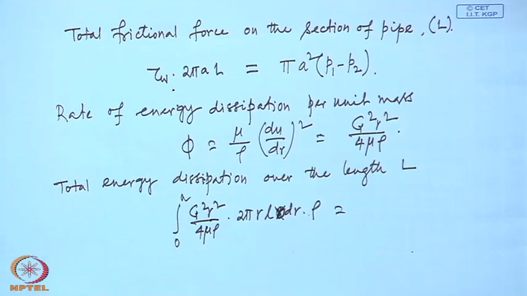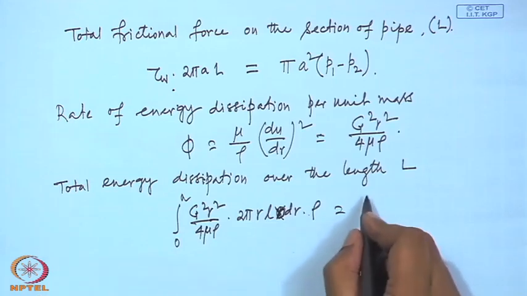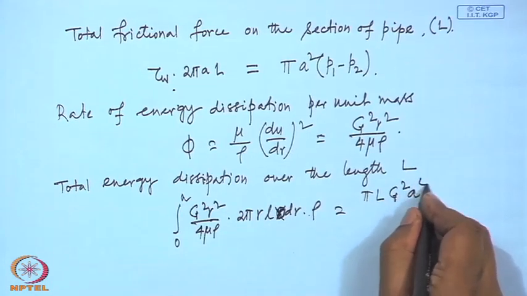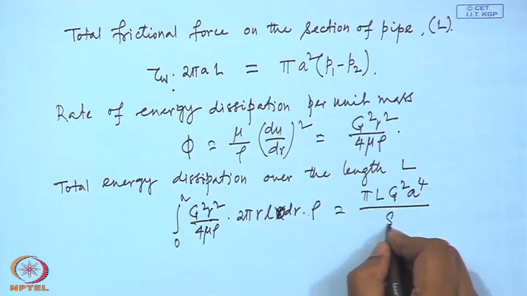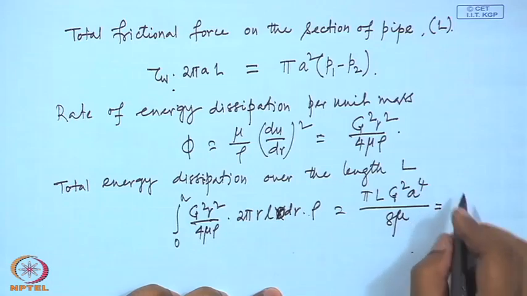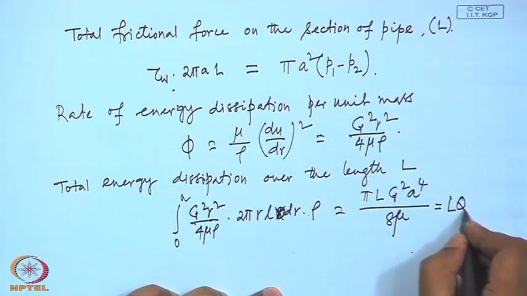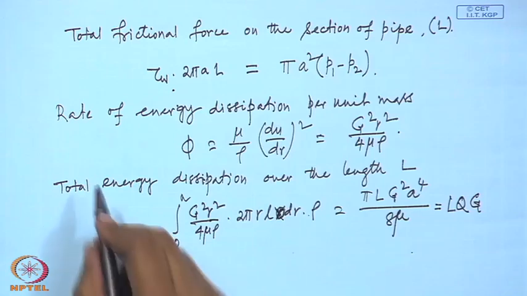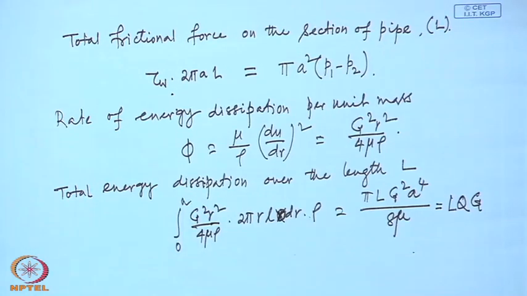And this will come as pi L E4 8, in terms of the other parameters L, Q, G. So, this much energy is lost over the length of L, and to maintain the flow of course, you have to supplement it. Okay, that is being supplemented by maintaining that pressure difference.